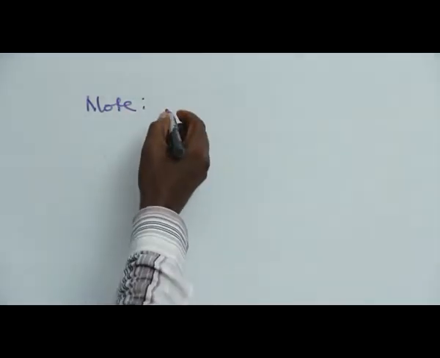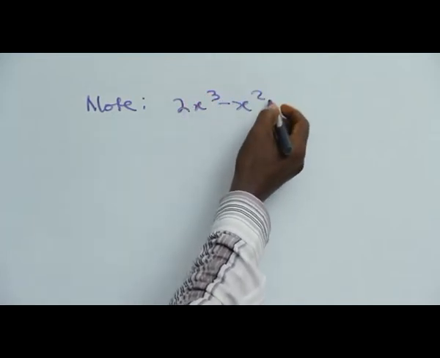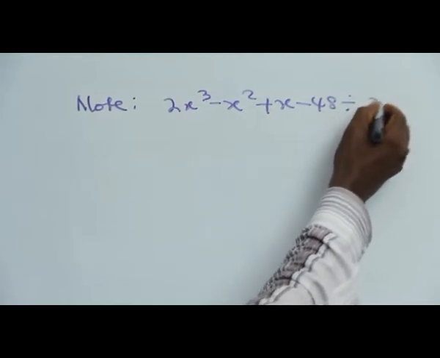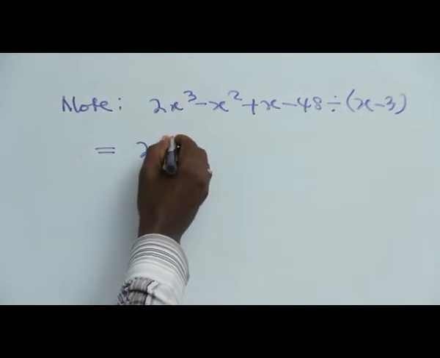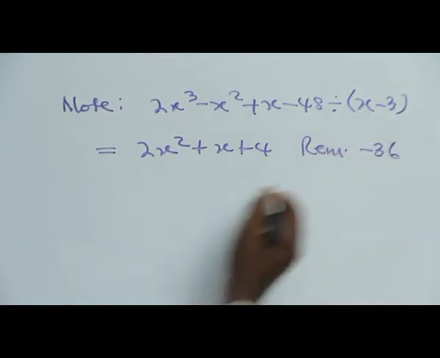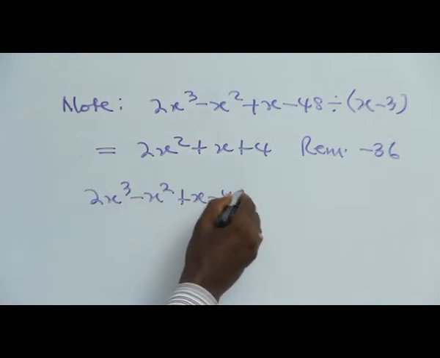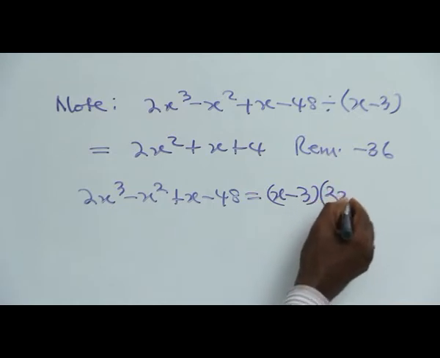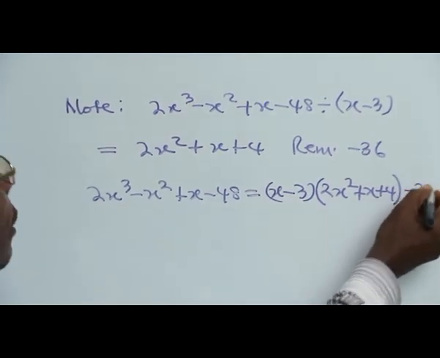Note, our polynomial P(s) is 2s cubed minus s squared plus s minus 48, and is divided by our s minus 3, and then the result was equal to 2s squared plus s plus 4, and then remainder minus 36, which translates to saying our 2s cubed minus s squared plus s minus 48 is actually equal to the divisor multiplying your 2s squared plus s plus 4, and then plus the remainder, which is minus 36.